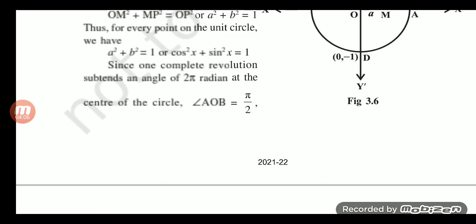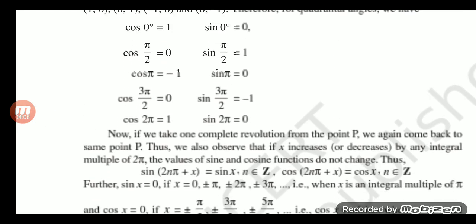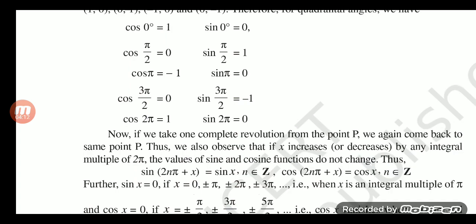What is a complete revolution? 360 degrees. What is 360 degrees? 2 pi radians, right? We are in 11th standard now. We use radians. We don't use degrees like kids.